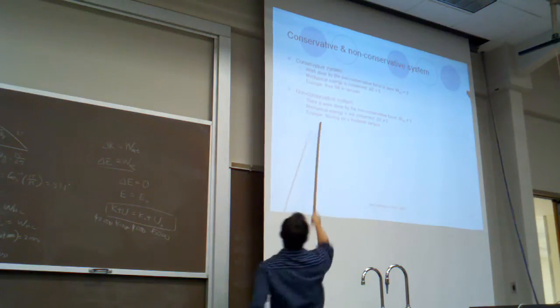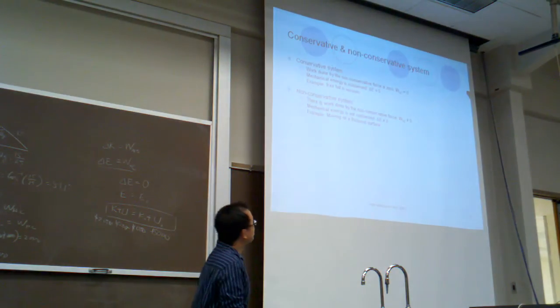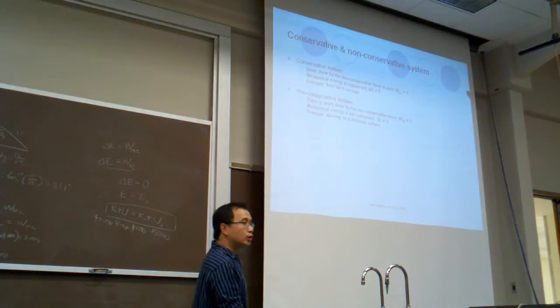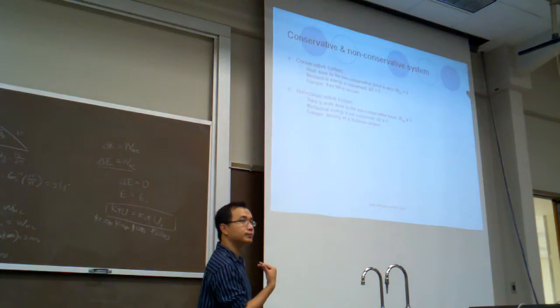One of the examples of the non-conservative system is moving on a frictional surface. Then you are going to have frictional force, and this frictional force will do some work. So in that case, W_NC is not zero.